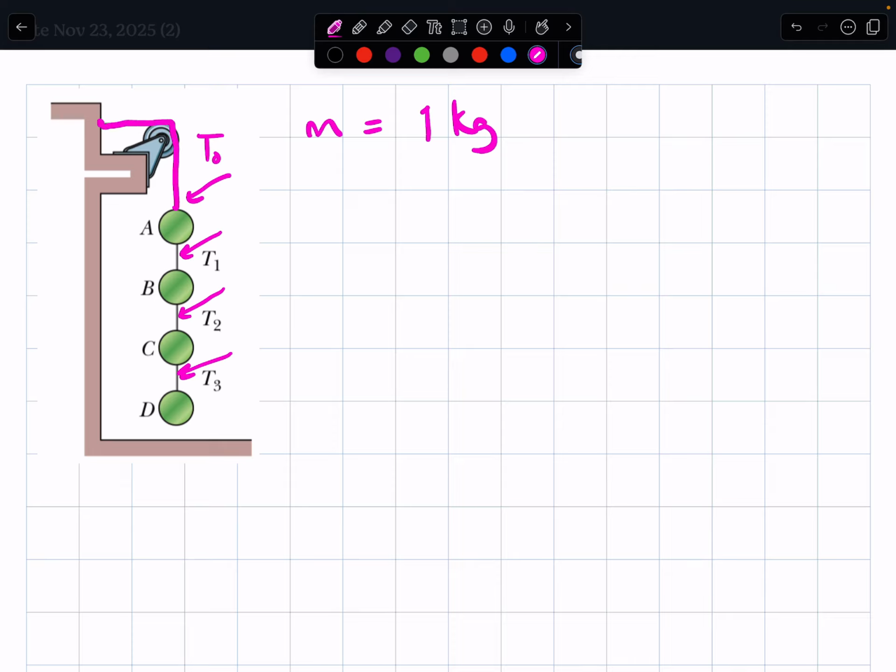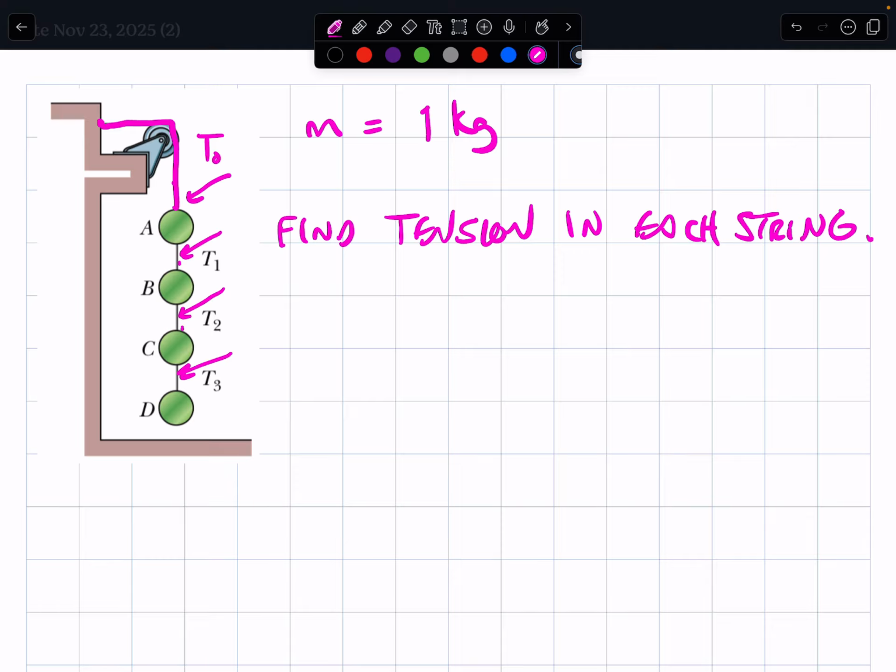And so they're not all the same string, okay? So there's like 1, 2, 3, 4 different strings connecting these masses. So find the tension in each string. Okay, and we're going to do this by, first of all, drawing free body diagrams.